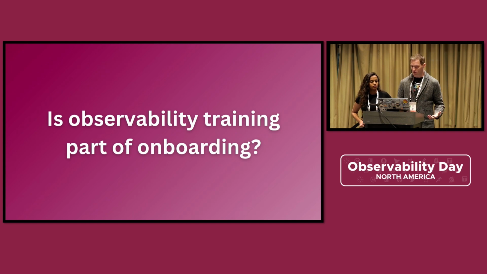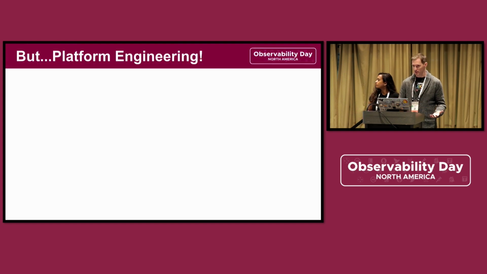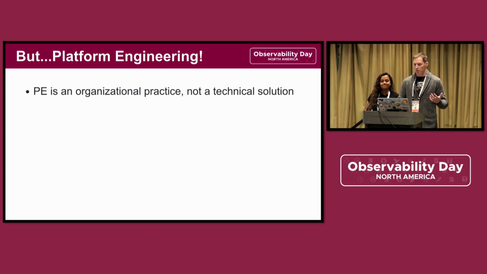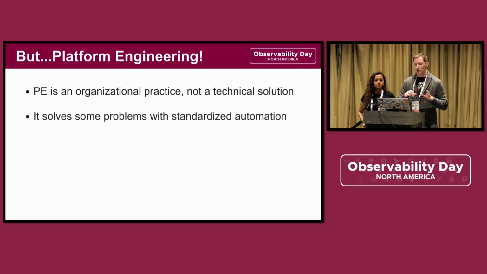There might be a temptation to say, but platform engineering is going to solve this. Well, platform engineering is an organizational practice. It's not a technical solution. It's how we structure our org. And it solves technical problems with standardized automation. But in order to standardize automation, we have to make decisions. And decisions are made in the organization. I can't make decisions that I know are right for your organization. No, you've got to do that as an org.